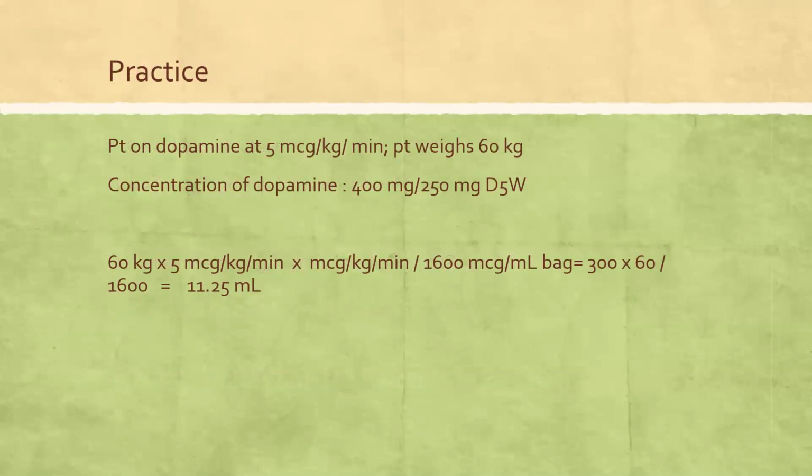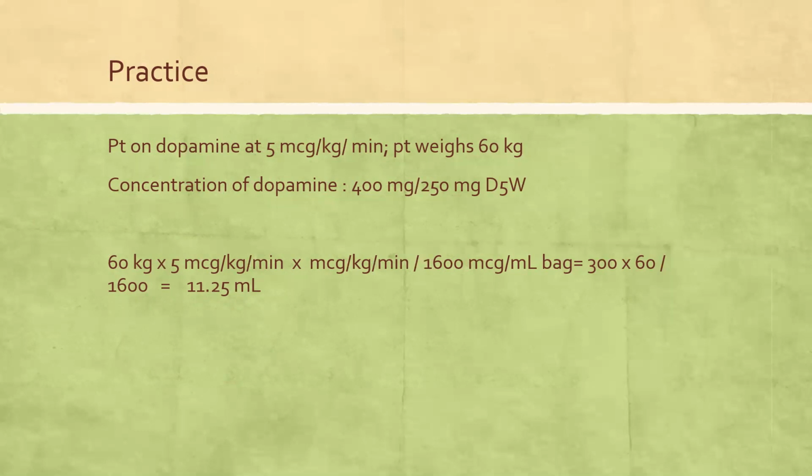Here's a couple of examples. Patient on dopamine, 5 mics per kilogram per minute, weighs 60 kilograms. The concentration of dopamine is 400 milligrams in 250 mils, sorry, typo, of D5W. So we've got 60 kilograms, which is the weight, times the dose, 5 micrograms per kilogram per minute, divided by 1,600 micrograms per mil in the bag, equals 300 times 60, and we end up with 11.25 mils.